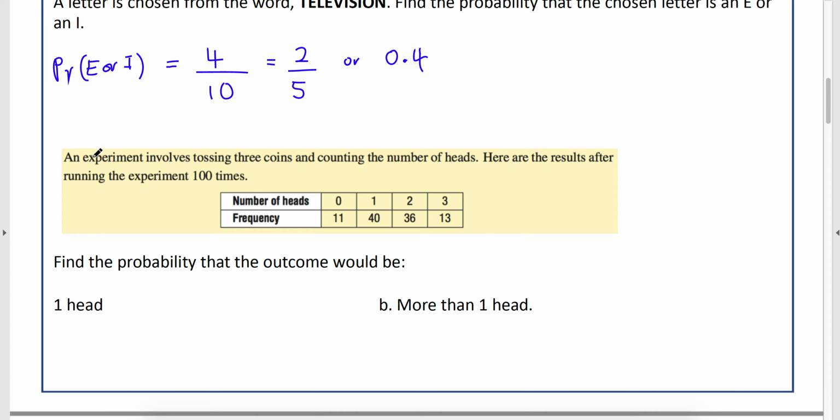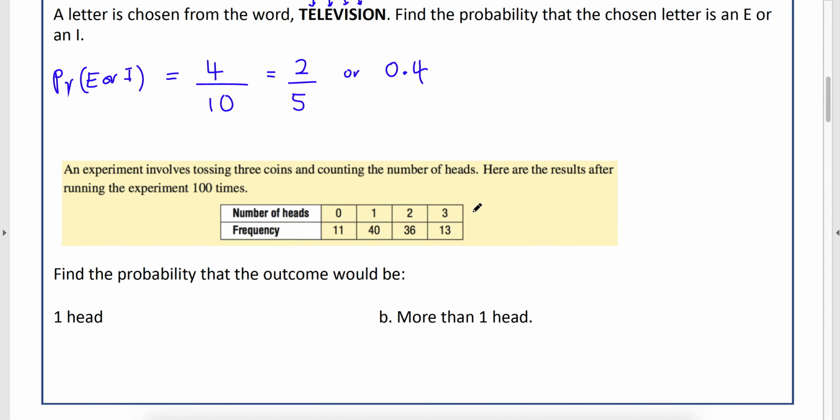So if we have a look here, we've got an experiment tossing 3 coins and counting the number of heads, and these are the results. Now, using these results, we're going to calculate the probabilities from that. So this is what we call experimental probability. So using this, find the probability that the outcome would be 1 head. So we've got 100 times the 3 coins were tossed, and we want 1 head. So we're looking at this one just here.